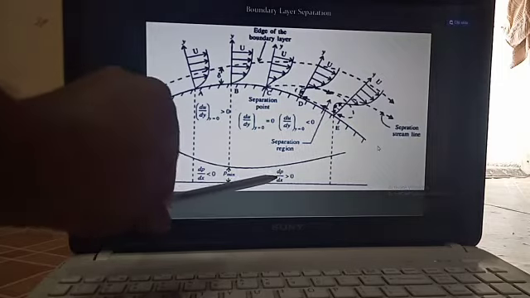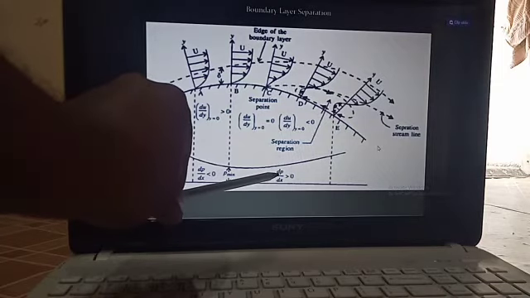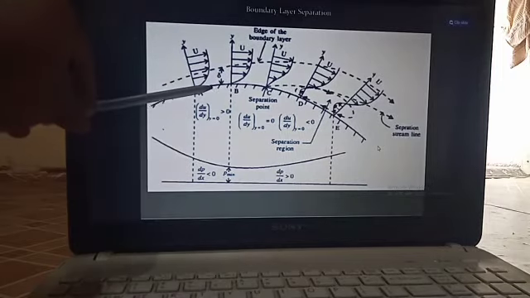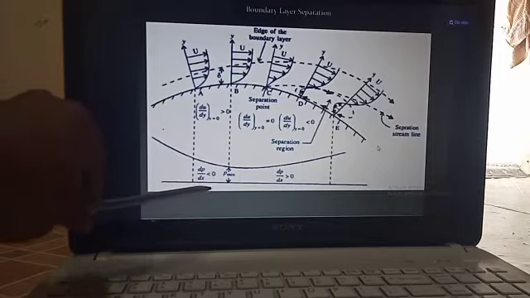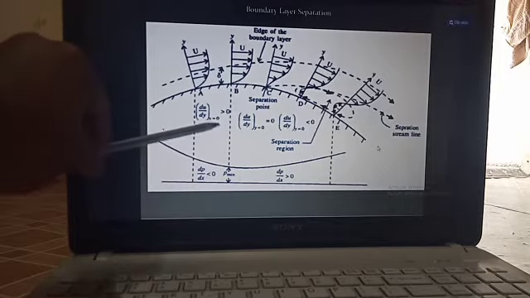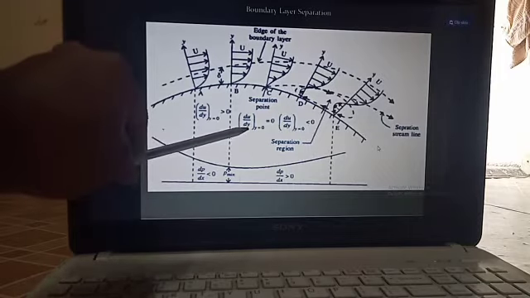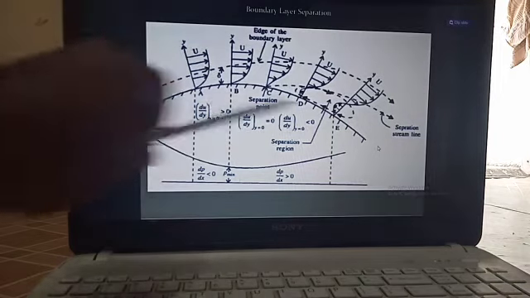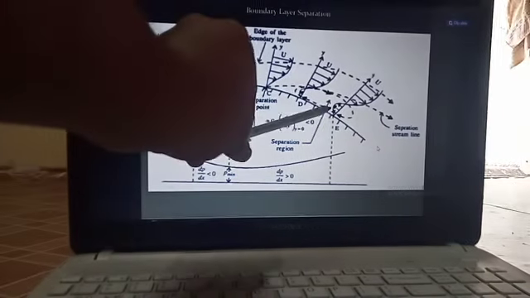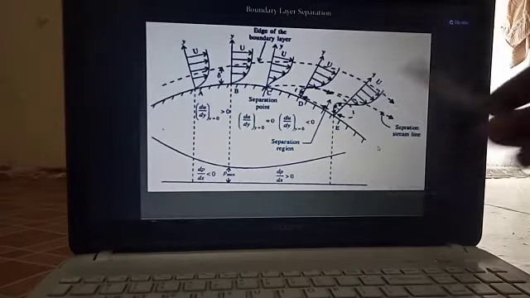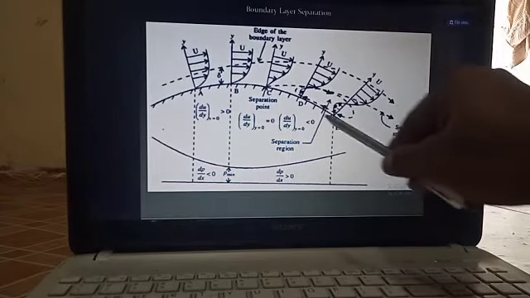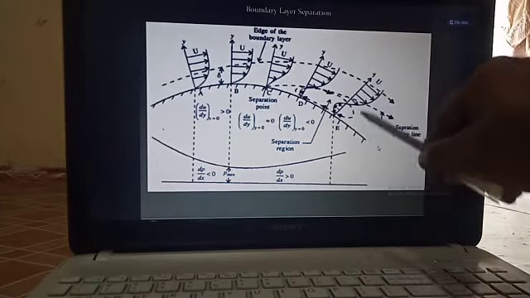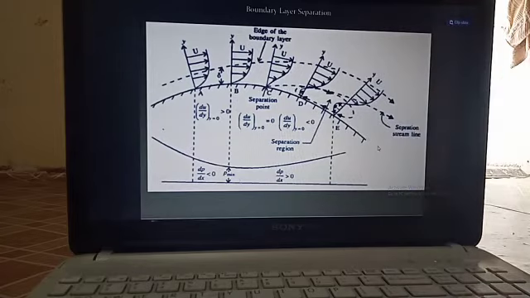Due to this condition, dp by dx is greater than 0. But in the region between point A and B, dp by dx is less than 0, but the velocity gradient is greater than 0. Here the velocity gradient will change from 0 to less than 0. So this circle is nothing but the separation region. Here the boundary layer thickness is drastically increased, and due to this the flow will be separated.